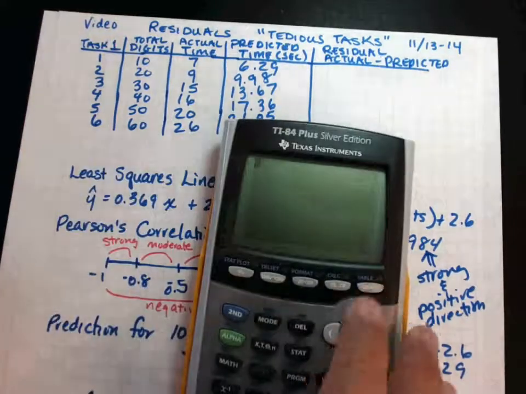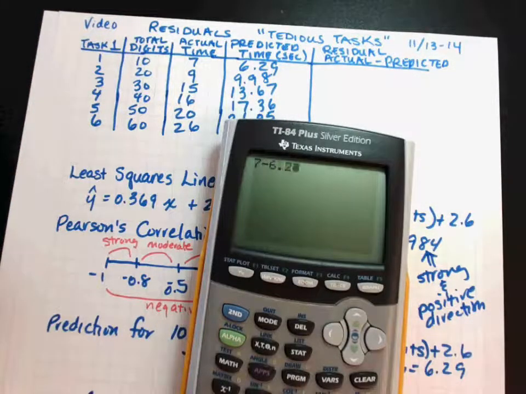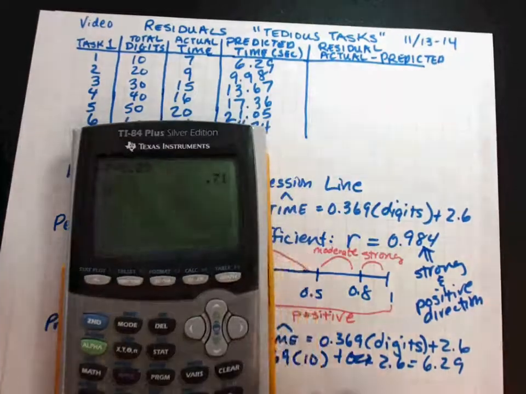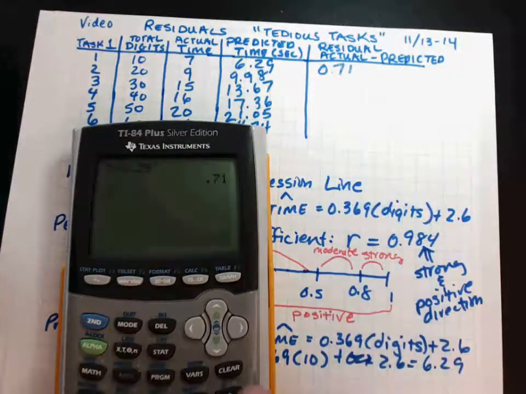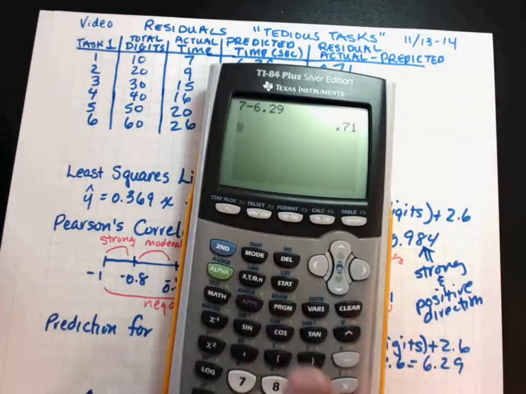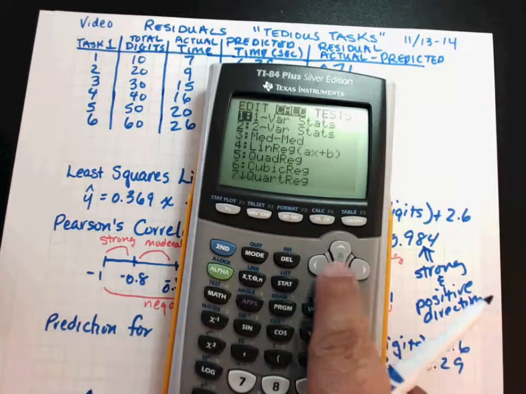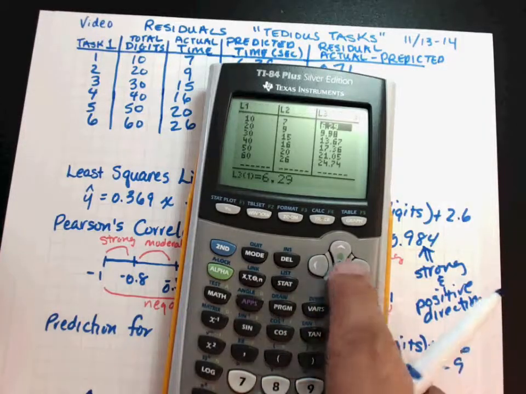So I'm going to do 7 minus 6.29, and I will get 0.71. Guess what? I can use the shortcut of the table. Again, hit Stat, Edit.